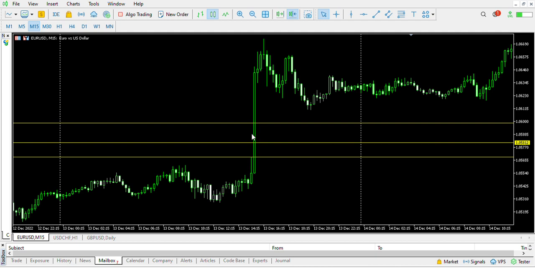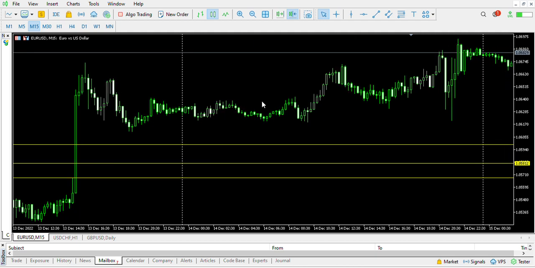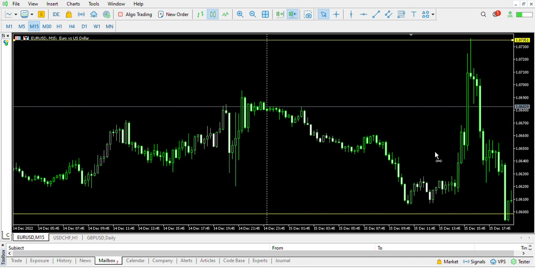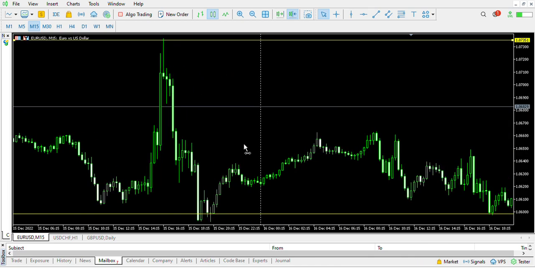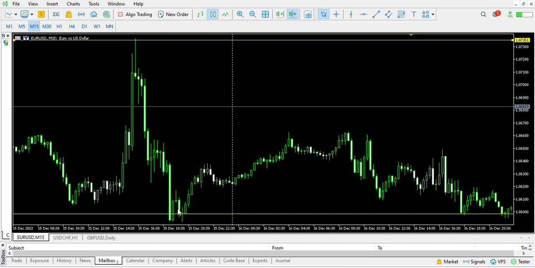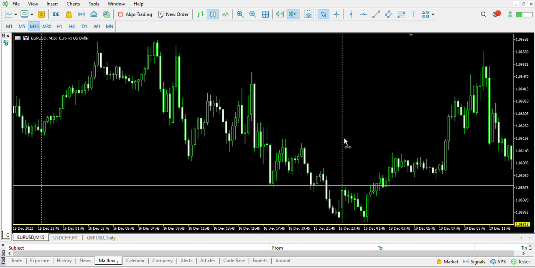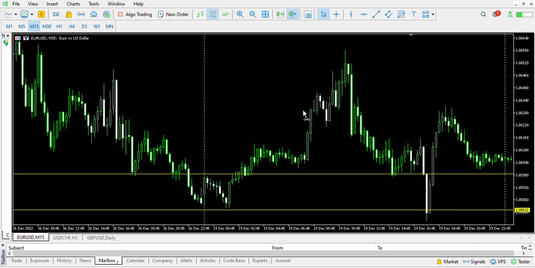It would be 1.05812. And if we keep scrolling over here, you can see what happens. Well, price hit our zone and reacted straight away. So we know that's a key area, right? And we know why, because of that imbalanced candle.